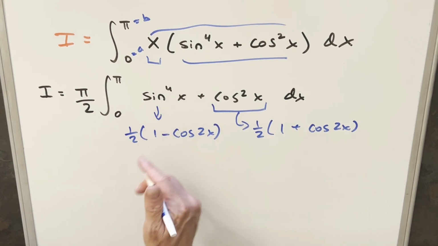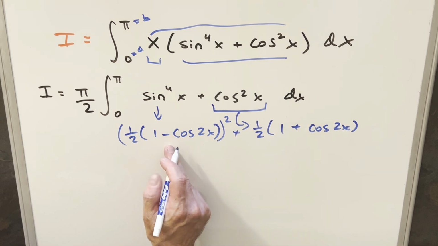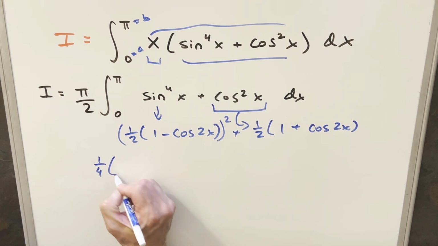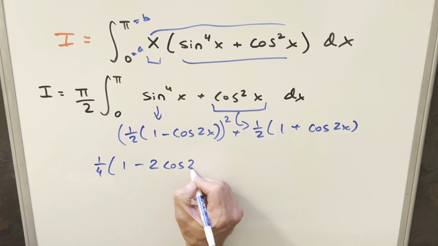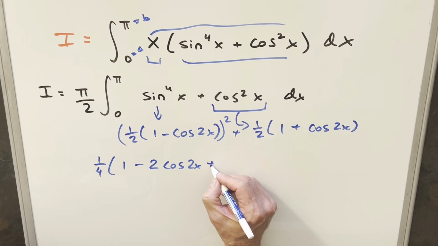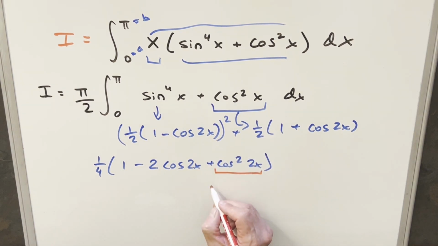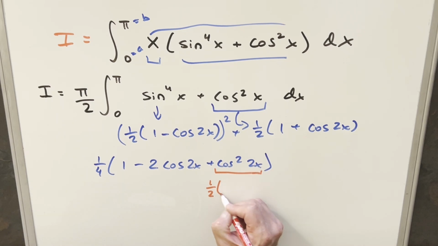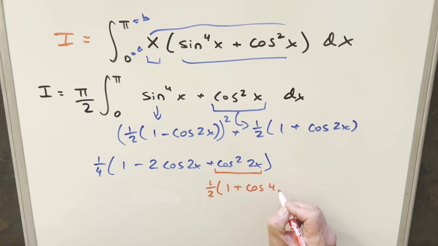But to get the sine to the fourth, we need to square this. So we'll square this whole thing here. Then I'll multiply this thing out. First squaring 1/2, we're going to have a 1/4 in front. Distributing all this part, we're going to have 1 minus 2 cosine 2x, and then plus cosine squared 2x. But then on this piece right here, I need to just reduce this again with the same exact formula, doubling the angle again. So this is going to become 1/2, 1 plus cosine 4x.